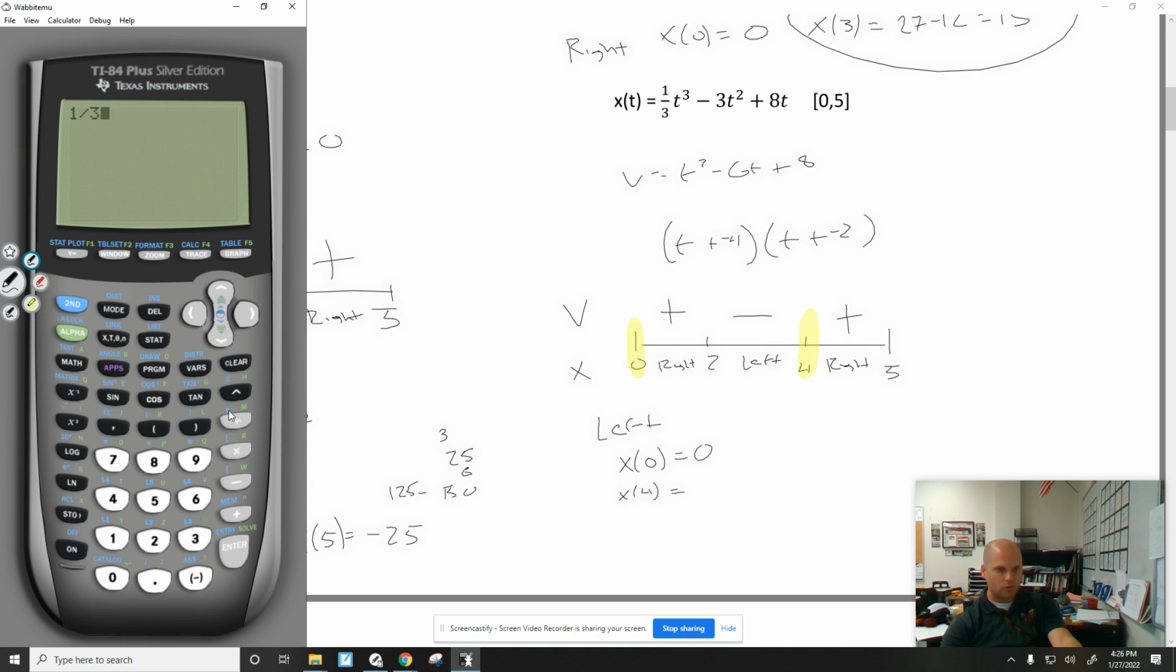1/3 times 4 cubed minus 3 times 4 squared. These aren't the most important ones that we're going to be doing. Plus 8 times 4, 5 1/3. Now, my candidates when I'm furthest right have to be when I go right to left or end up going to the right. So X of 2 and X of 5. And I'm just going to find this real quick. I wouldn't give you stuff like this where the arithmetic is just annoying.